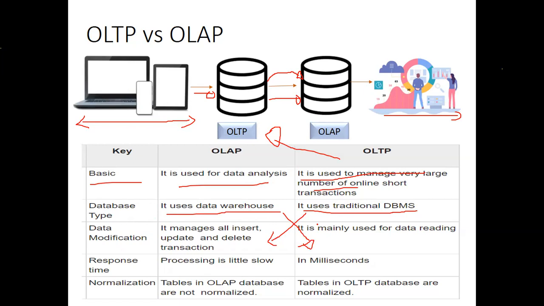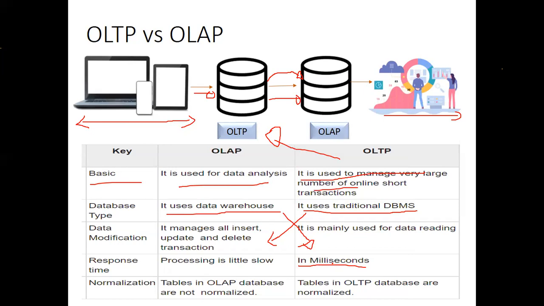OLAP is only for reading the data. But OLTP performs all kinds of transactions, because inserts, updates, deletes all happen. Here only data reading happens. Processing is a little slow in OLTP because multiple transactions happen and the data is normalized. In OLAP, retrieval is not exactly milliseconds, it can be seconds also, but reading is very quick because you store the data aggregated.